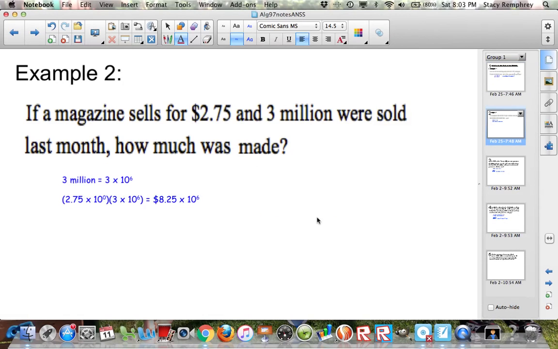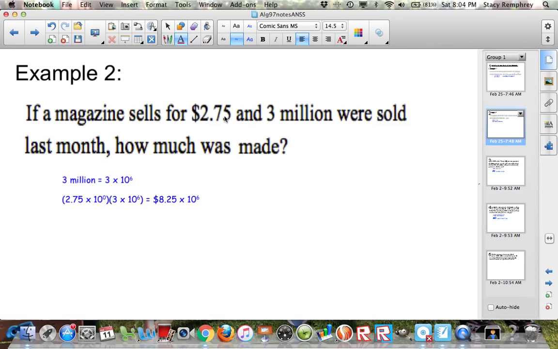All right. If a magazine sells for $275 and 3 million were sold last month, how much was made? So again, you'll see I changed 3 million into 3 times 10 to the sixth. There's a page in your book in the scientific notation section that has the powers for thousand, million, billion, trillion. They all go up by multiples of 3. So 3 million is the same as 3 times 10 to the sixth.